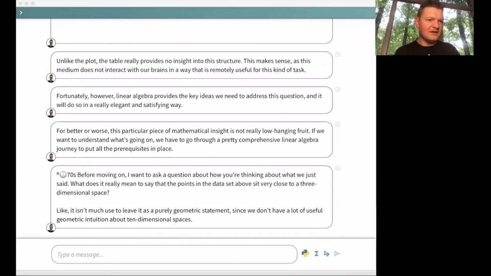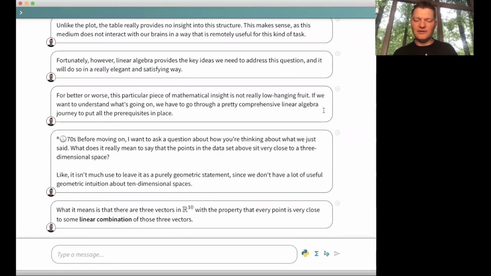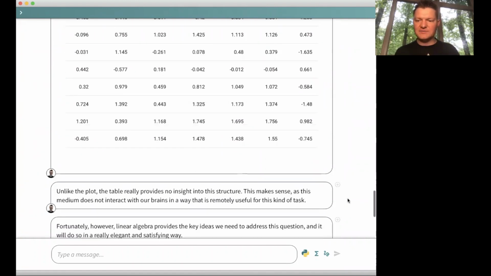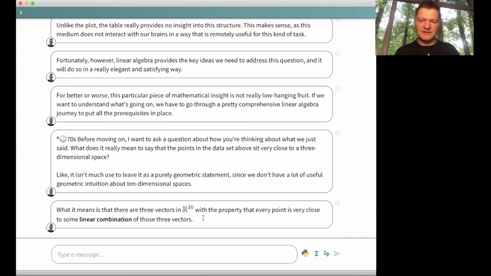I'll just say something more basic that doesn't tap into any more advanced machinery that we haven't gotten to yet, which is that what it means is that there are 3 vectors in R10. So there are 3 vectors we could write down, each another row looking like these rows here, in such a way that each one of these rows could be written as a linear combination of those 3 rows approximately. It wouldn't be exact, but it would be quite close.